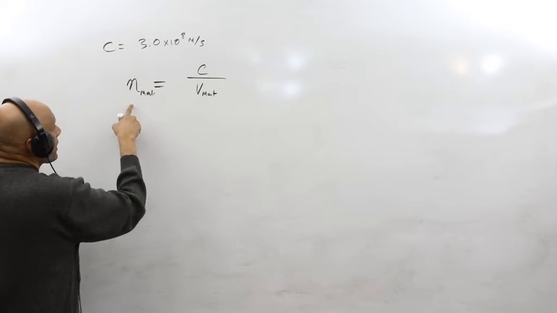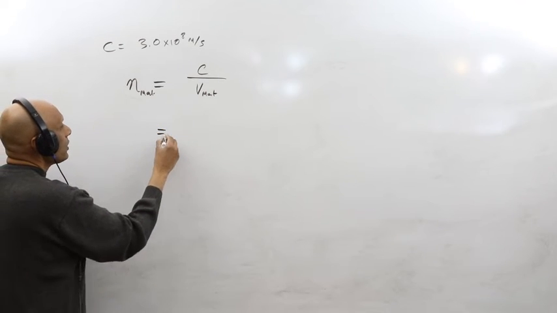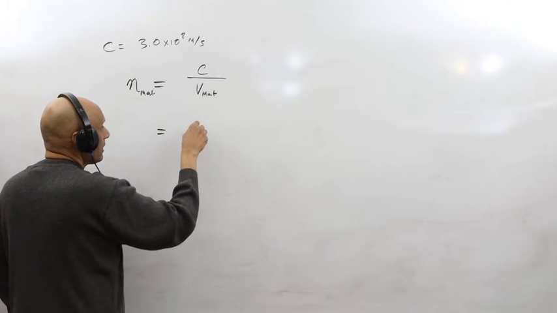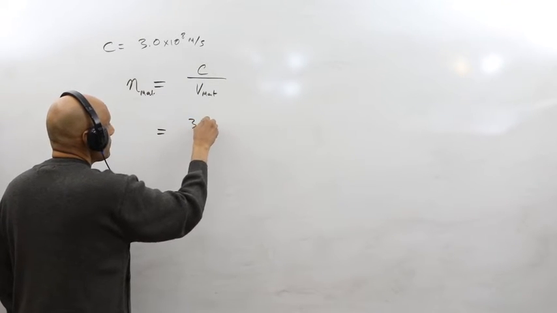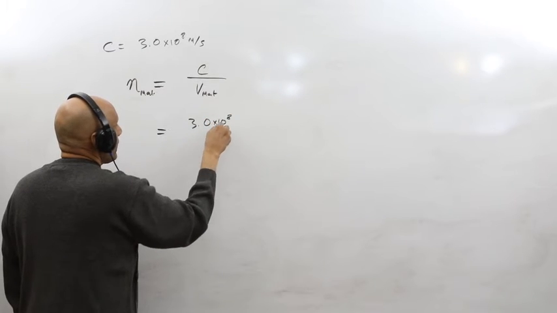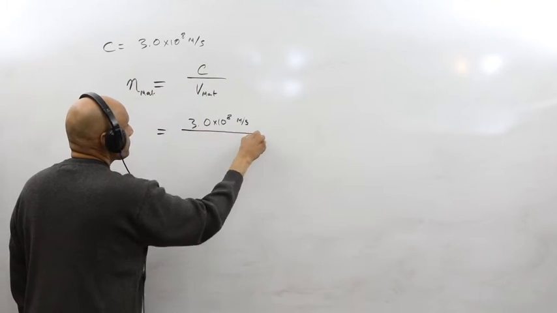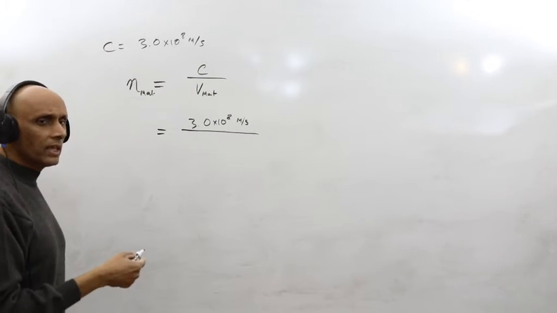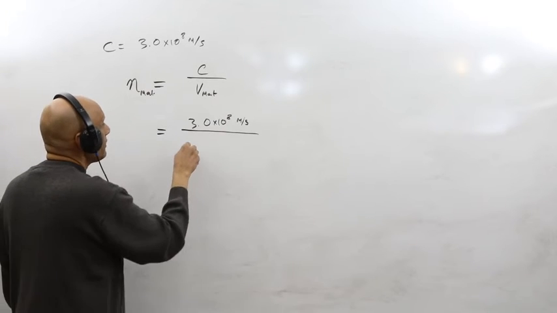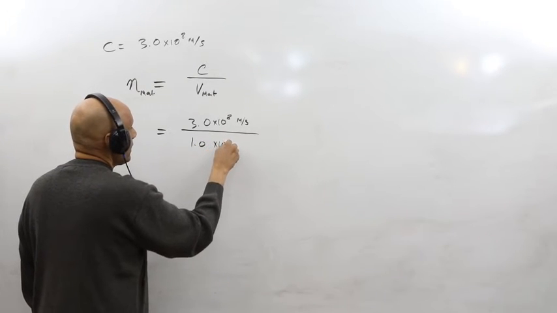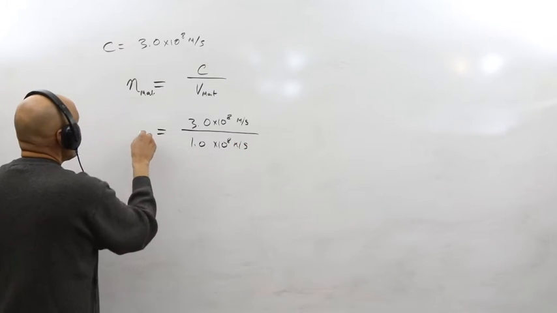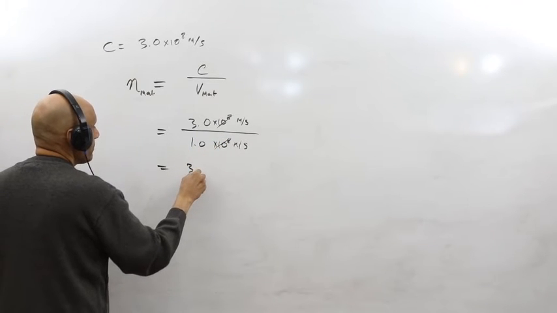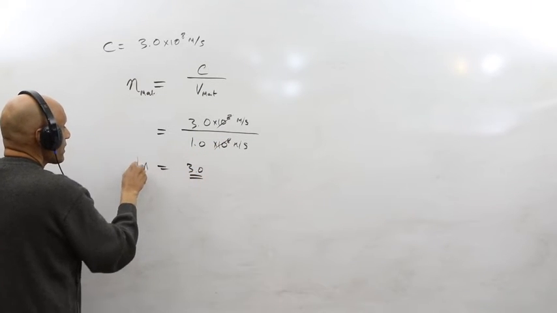So let's assume that we're told that the speed of light in some material is, let's make it easy, let's assume we have 3.0 times 10 to the 8 meters per second for the speed of light in vacuum, and we're told that the speed of light in the new material is 1.0 times 10 to the 8 meters per second. And so your index of refraction is, I'll bring out a calculator, 3.0. So this is your index of refraction.